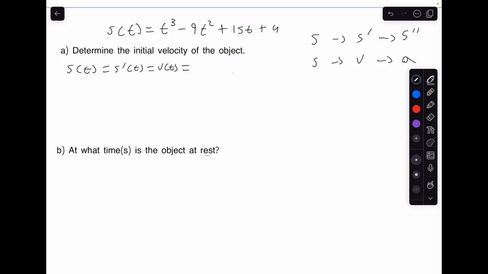Let's take the derivative of this. So 3t squared minus 18t plus 15. And that 4 becomes 0. So that's velocity. So this question says determine the initial velocity.